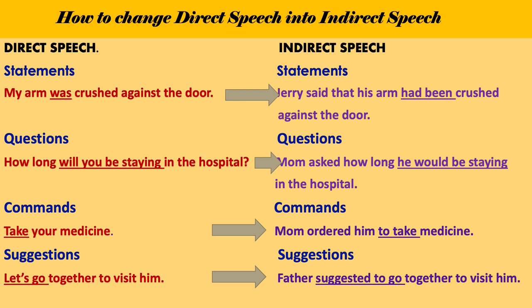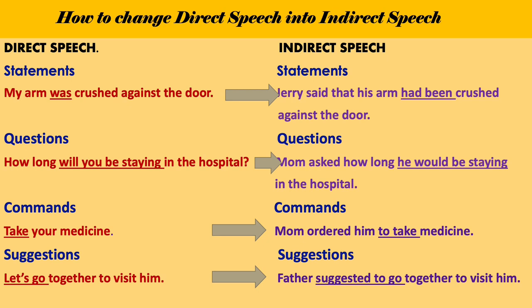When it comes to questions, there is a change in word order. Mom asks Jerry, "How long will you be staying in the hospital?" Remember, in indirect speech, there are no questions and all should be turned into statements. Okay? So the word order should definitely be changed. "Will you be staying" is the question form and "you" is Jerry. But for mom, it's he. So the question form "will you be staying" is changed to "he would be staying." And will is also changed to its past form, that is, would.